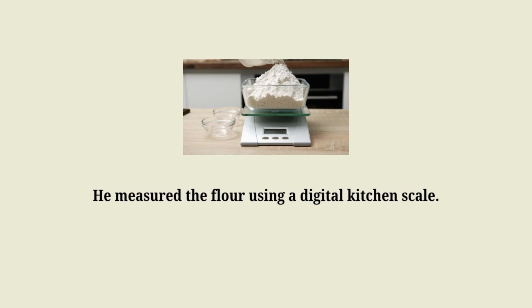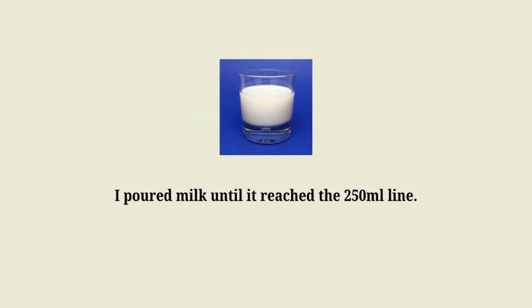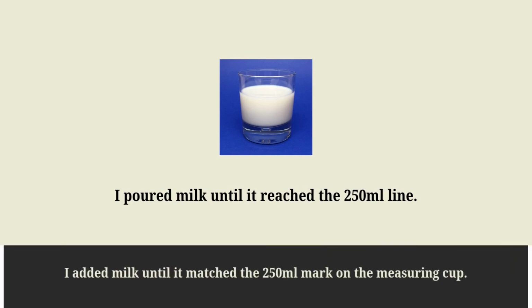He measured the flour using a digital kitchen scale. Digital kitchen scale means an electronic tool that shows the weight of food. I poured milk until it reached the 250 milliliter line. Means I added milk until it matched the 250 milliliter mark on the measuring cup.